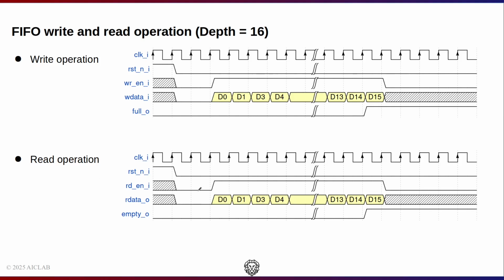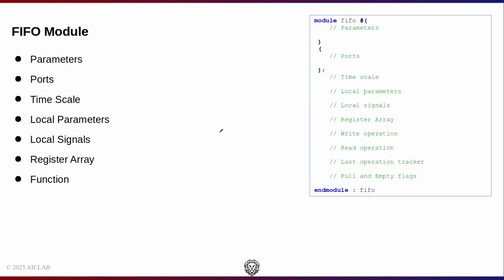Now let's look at the read operation. The reader module sets the read enable to 1 and reads data. It reads 16 data from the FIFO. During the last read, the empty flag is set to 1. It tells the read module that this is the last data inside the FIFO, and after that the read operation is ignored.